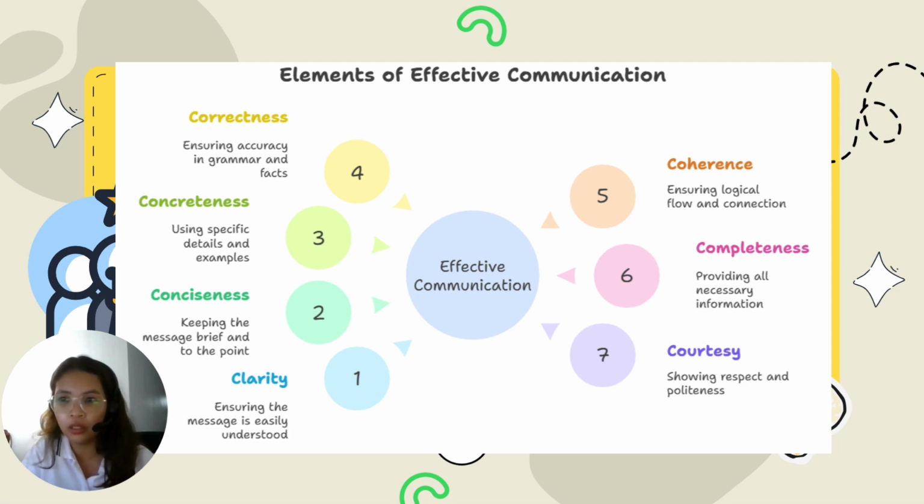So overall, the 7 C's in your communication toolkit, we have clear, concise, concrete, correct, coherent, complete, and courteous, are simple and easy to remember. So you need to apply them to communicate effectively every time. Okay?